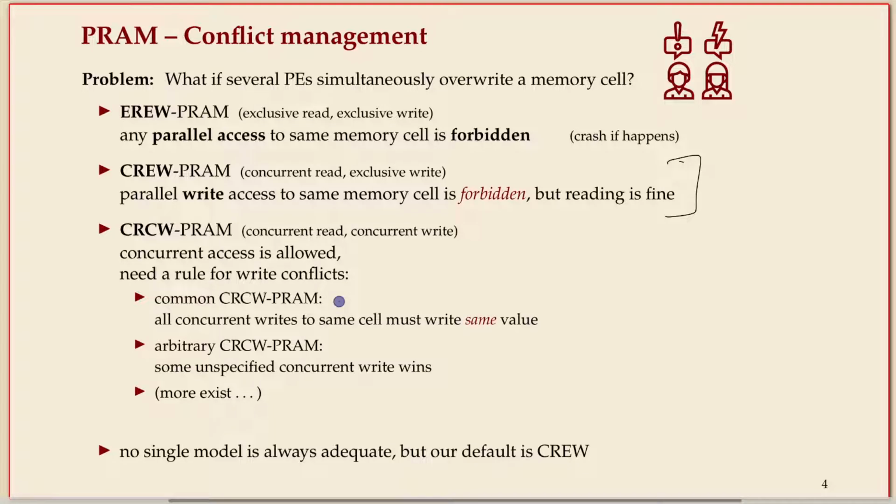A simple option, which sounds awkward but can be really powerful, is the common CRCW PRAM, which only allows concurrent writes if they have the same value. Then again, there's no conflict really. Another option is the arbitrary one.